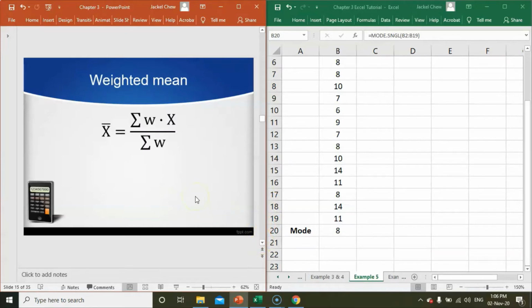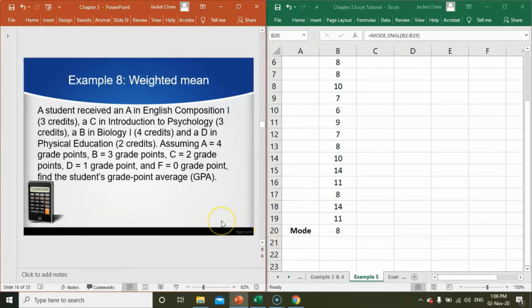Another one is the weighted mean. So this is the extra formula of mean. Weighted mean means for each data we need to consider the weightage. The application of weighted mean is to find your GPA. So let's say we have this situation.